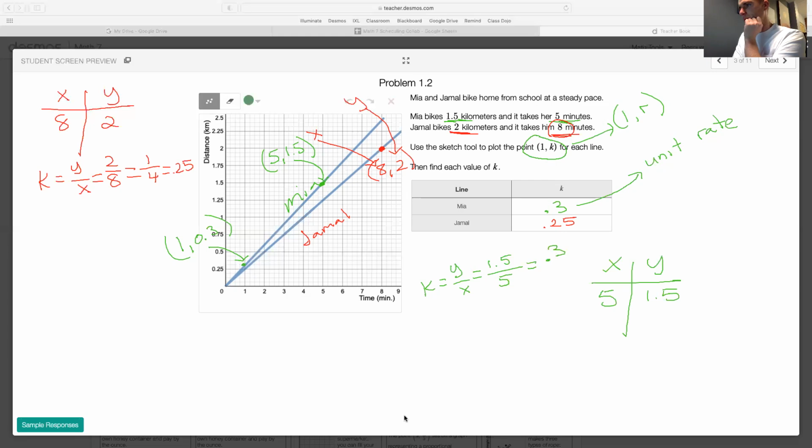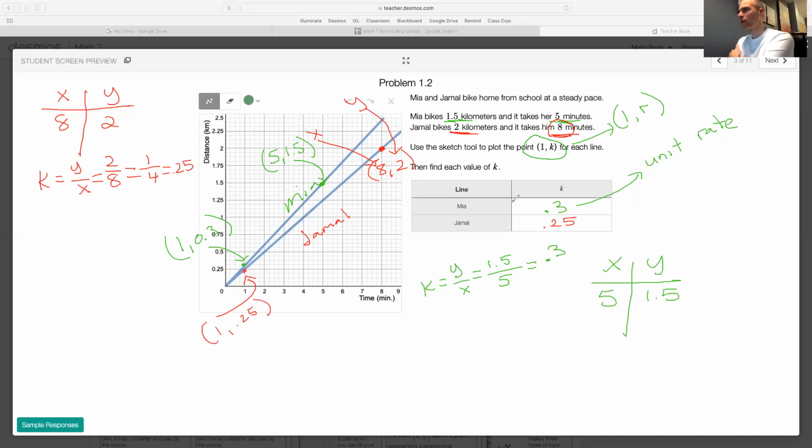All right, I'll get the red one out to do Jamal's 1, comma, k point. Jamal's k is 0.25. So that means this point right here, just a little bit below Mia's, must be the point 1, comma, 0.25.